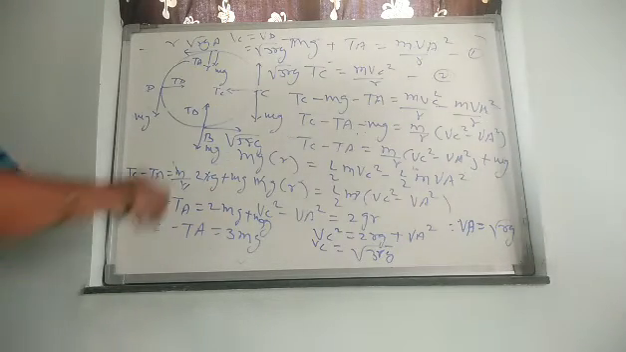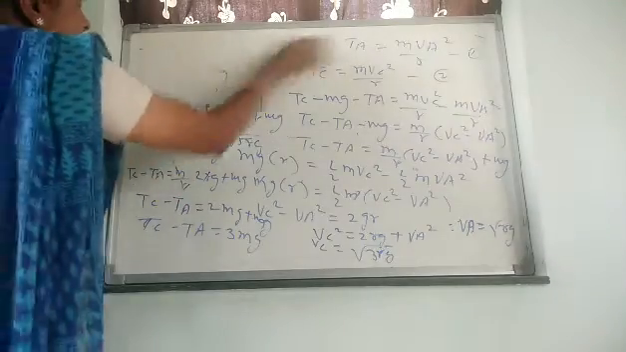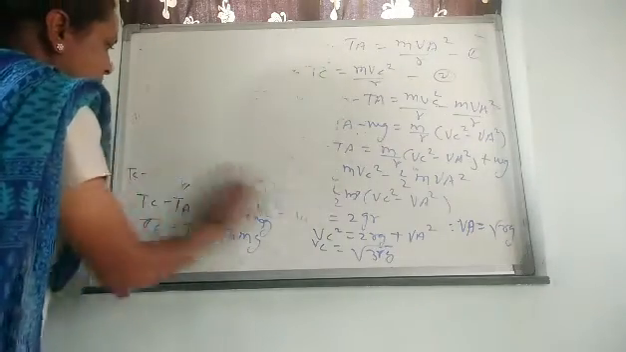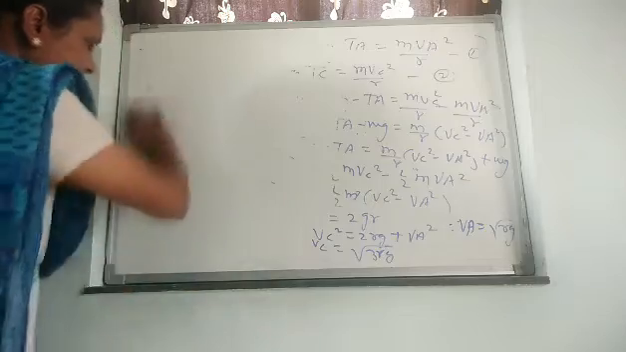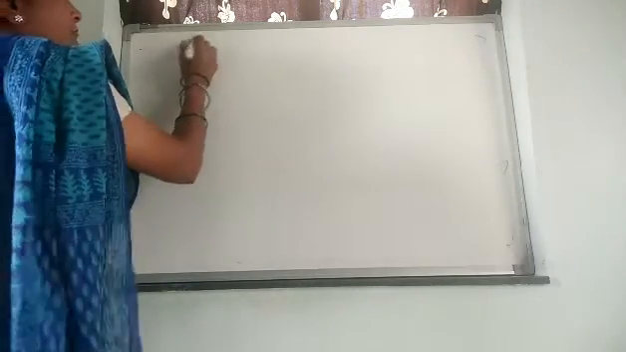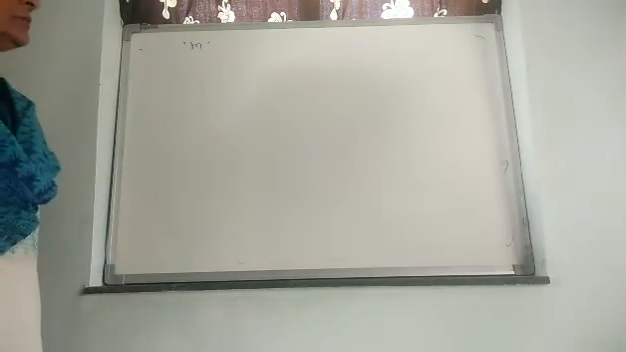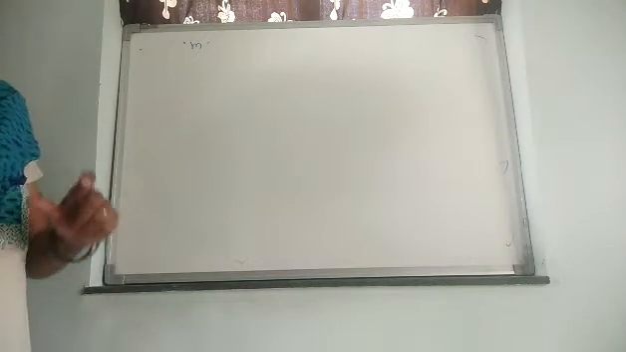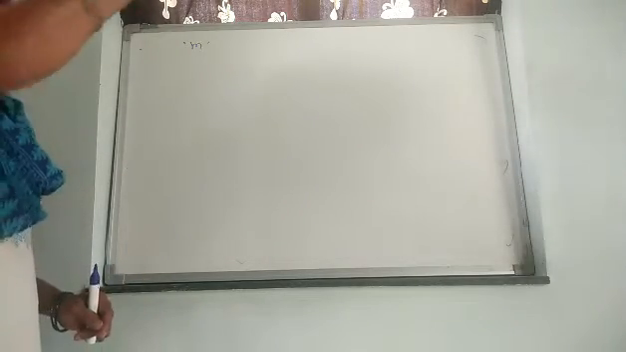Then we are going to see the next topic. That is, here, instead of this string, if there is a rod, then what happens? That case we are going to see now. Here, if we consider a bob having mass m that is tied to a rod and whirled in a vertical circle, then it performs vertical circular motion.